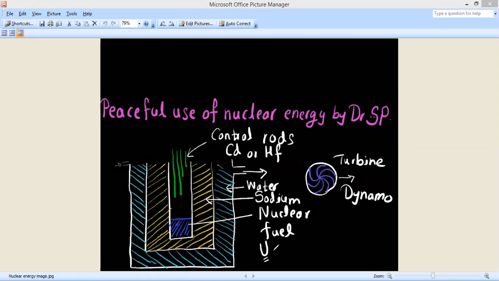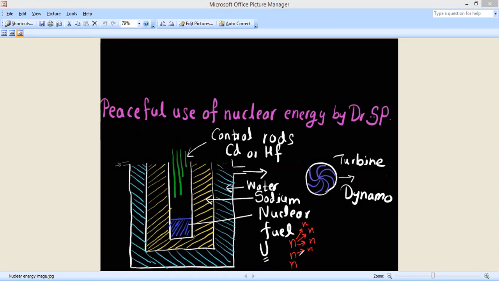Say you are bombarding uranium with one fast moving neutron, you get three neutrons: one, two, and three. Now these three fast moving neutrons again give you three neutrons each. So you have got 3 into 3, that means 9 neutrons. Again these 9 neutrons will hit the next nucleus, do the fission of the next nucleus, and you are going to get another fission product.